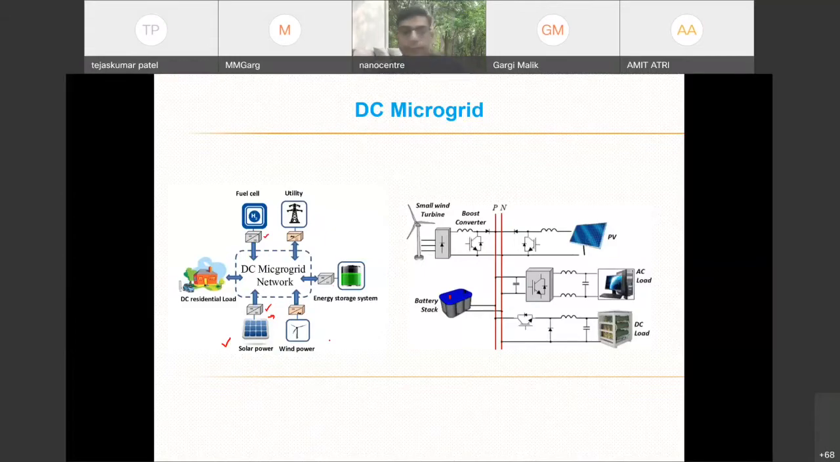But if this solar PV resource is to be connected to some common DC bus, then we need to match the voltage level, right? So here we need a DC to DC converter. Then let's say a fuel cell, so that also gives us DC.